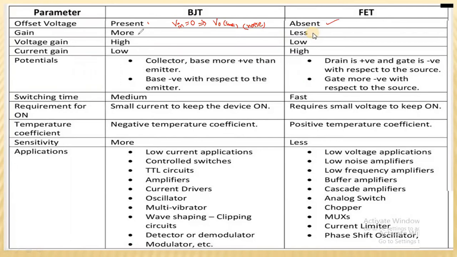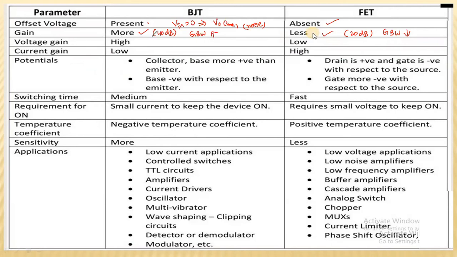Next, coming to the gain. Gain is more in case of BJT and less in FET. This we have also seen in the lab. Around 40 dB we got for the common emitter amplifier, and around 20 dB for the FET common source amplifier. So gain is less in FET and more in BJT. Since gain is more, the gain bandwidth product is also more for BJT, whereas it is less for FET. This is the only disadvantage of FET compared to BJT.